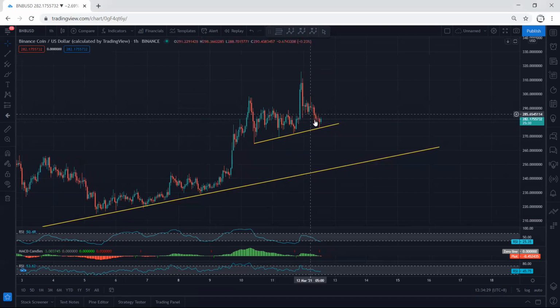The only thing is we're looking for this correction. We see how it forms, whether we can get any trade setup. And in this case, we just follow the chart.